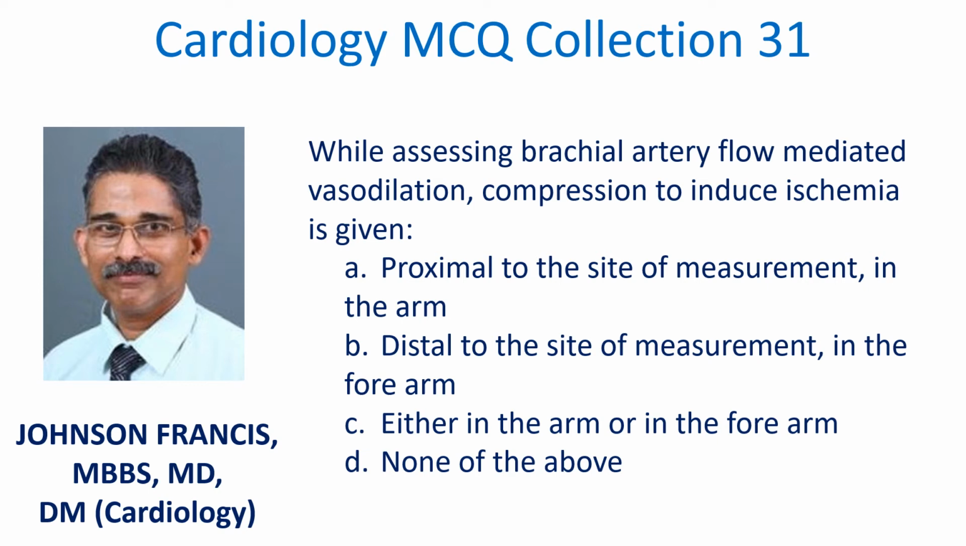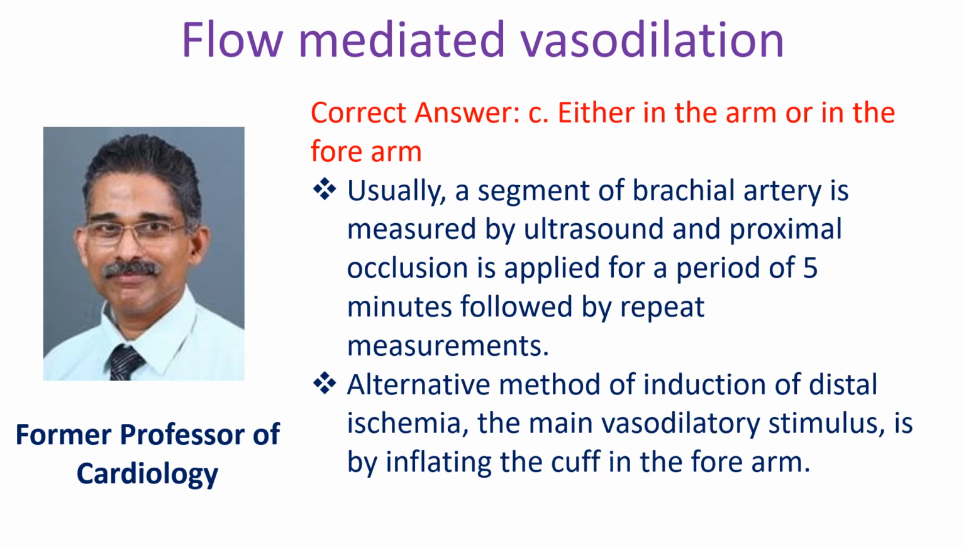While assessing brachial artery flow mediated vasodilation, compression to induce ischemia is given: A. Proximal to the site of measurement in the arm, B. Distal to the site of measurement in the forearm, C. Either in the arm or in the forearm, D. None of the above. Correct answer C.